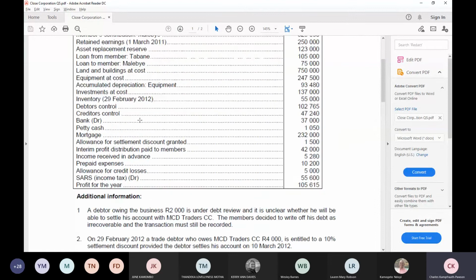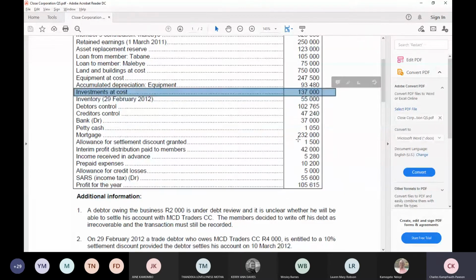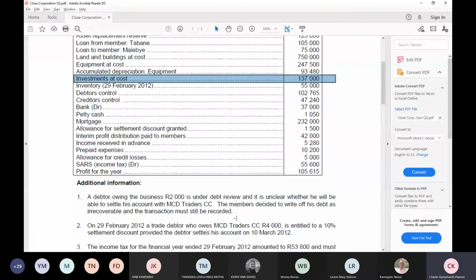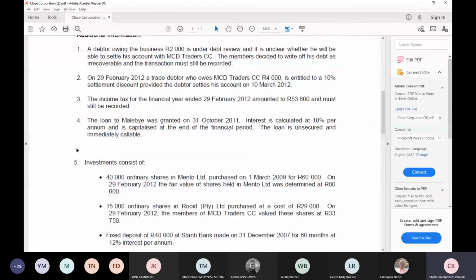But in this case, definitely it is. Even if you look at your trial balance, it shows that it hasn't been taken into account because of the fact that it balances, and investment is only shown at cost. Otherwise, it wouldn't have balanced. So definitely, yeah, agreed. Okay, moving on.